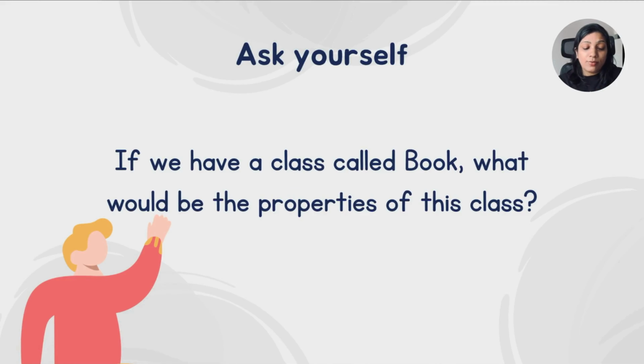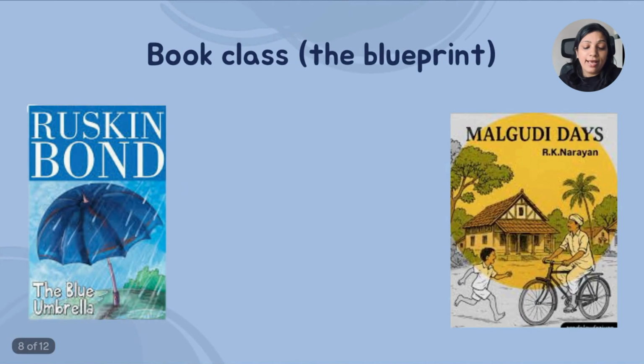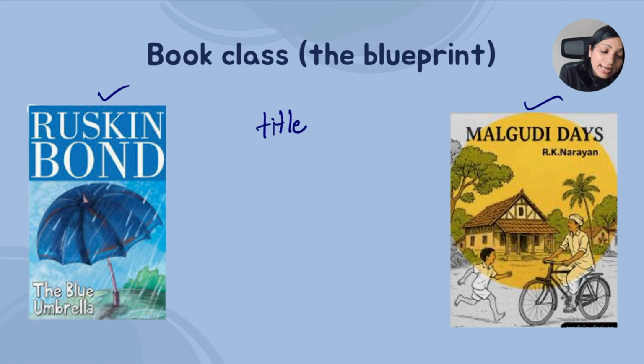Now, let me ask a question. If we have a class called book, what do you think will be the properties of this class? Any book will obviously have title, author. So here I have two books. The first book is The Blue Umbrella by Ruskin Bond, and the second is Malgudi Days by R.K. Narayan. So I will say that one of the data members is title and second is author.